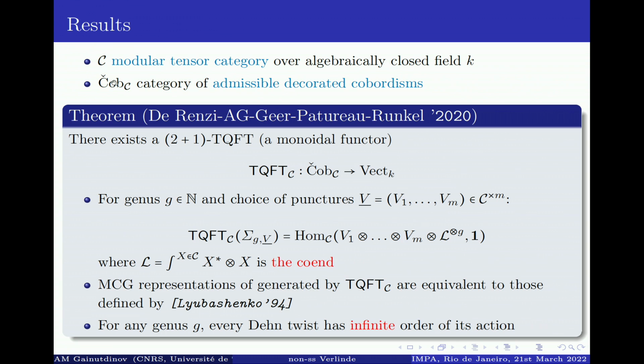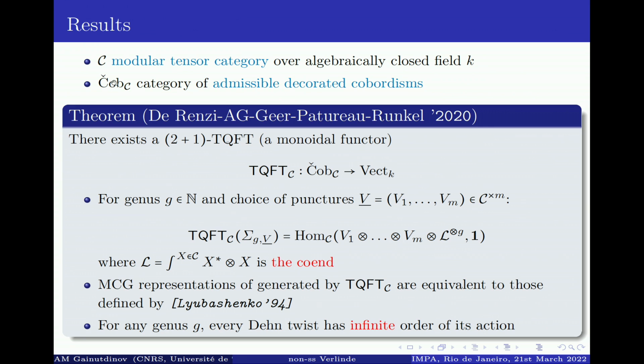Two years ago, we proved this theorem with Marco De Renzi, myself, Gainutdinov, Runkel, and Ingo Runkel. We proved that every C-finite modular tensor category over every algebraically closed field K provides a 2+1 TQFT, or a monoidal functor from the category of three-two cobordisms to vector spaces. There is one technicality: cobordisms should be admissible.